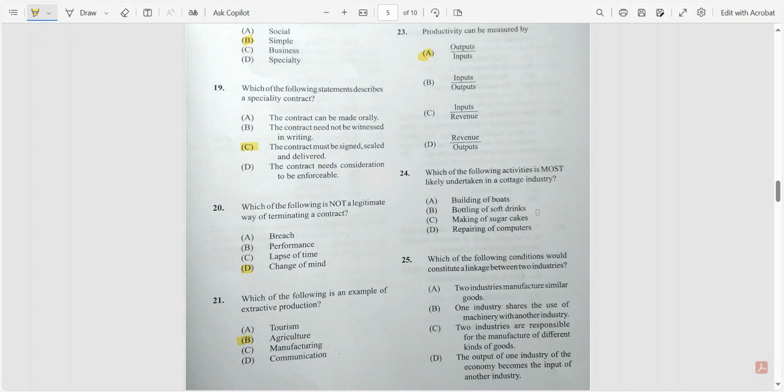We know that a cottage industry is a business that is done at home. And which one of those would be more likely to be done at home? The answer is C, making of sugar cakes.